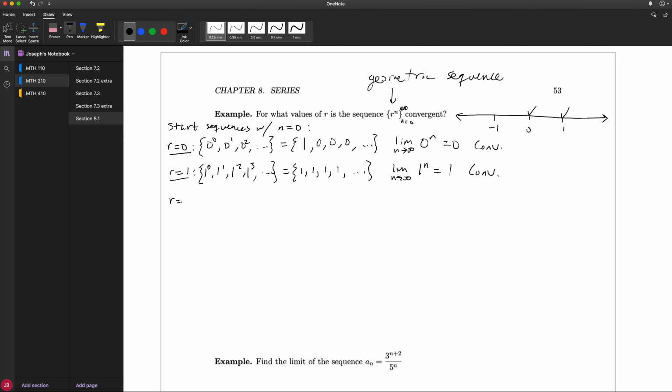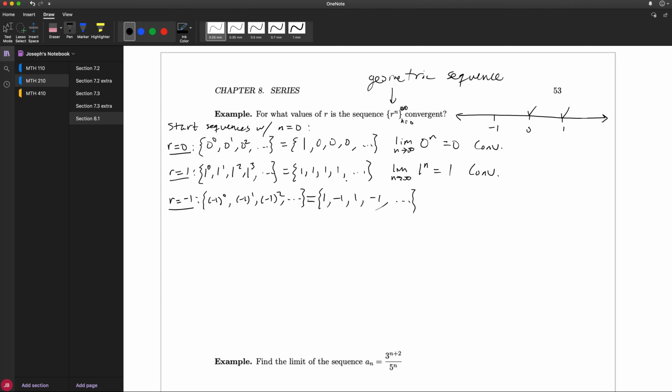Some more low-hanging fruit. How about R equals minus 1? Okay. So we get minus 1 to the 0, minus 1 to the 1, minus 1 to the 2, and so on. And so what we get is minus 1 to the 0 is 1, minus 1 to the first is minus 1, minus 1 squared is 1, minus 1 cubed would be the next one, which is minus 1, and so on, right? And so you have to ask yourself, are these values settling down to one single point? And I think the answer is no, right?